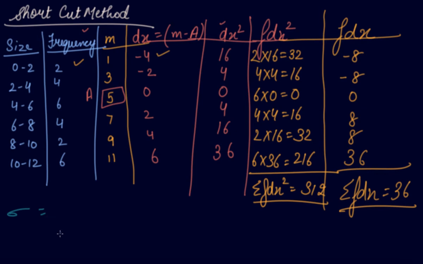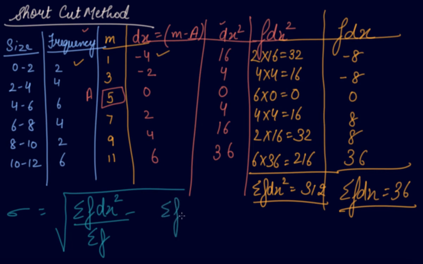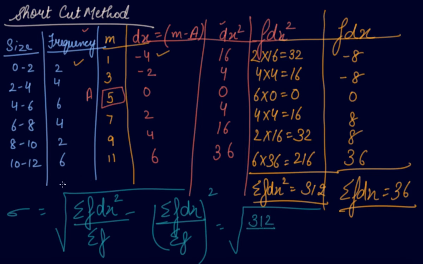For the standard deviation, again it's very easy. We will have f, that is frequency, multiplied with the deviation squares, divided by summation f, minus summation f dx divided by summation f, whole square. Now under the root, we will have 312, summation f is 24, minus 36 square and 24 square.